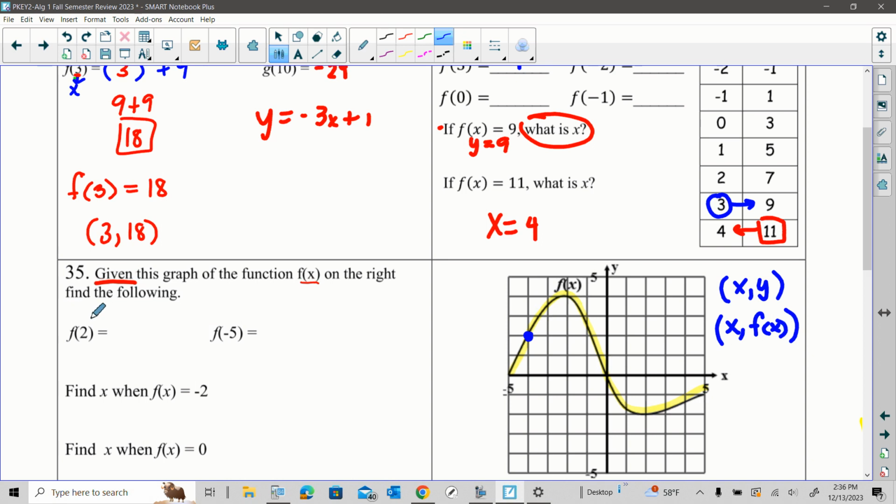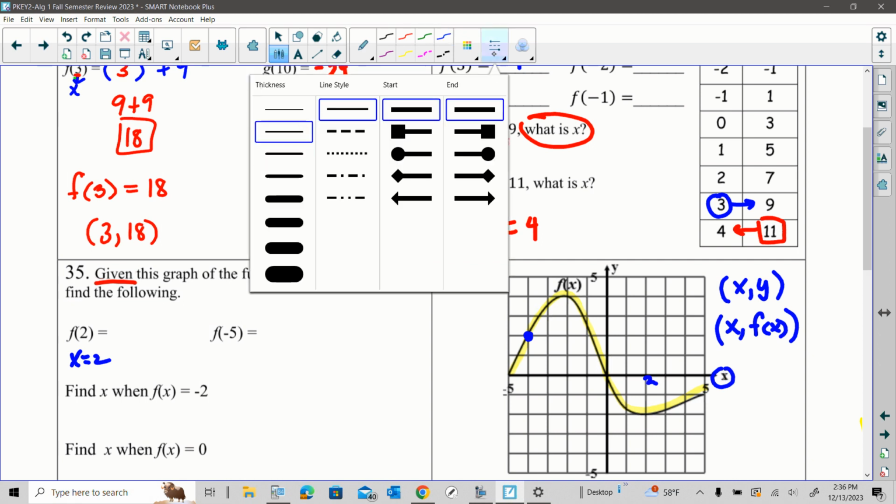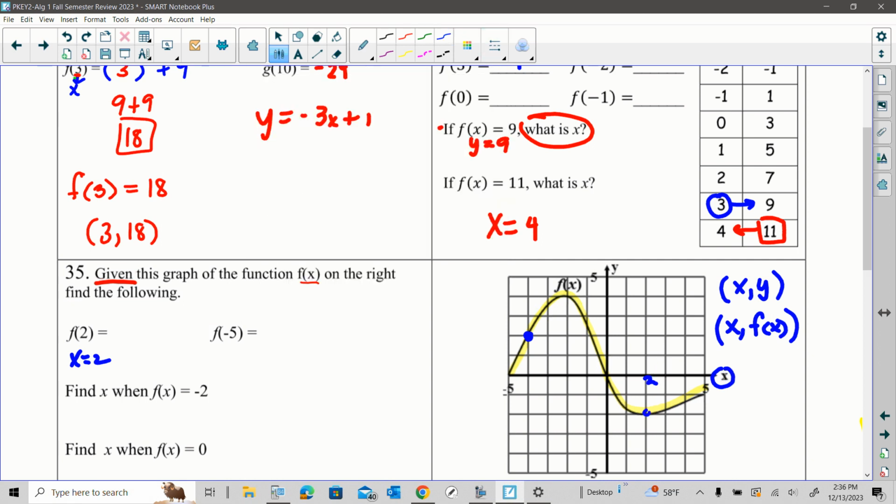So if they want you to find the value of the function for f of 2, this is when x equals 2. So what you have to do is go to this x-axis, okay? Find 2. 1, 2, 2 is right here. Let me fix my font just a second. And then we have to find the point on that curve. So that point is right here. And that ordered pair is 2 comma negative 2. So the function at 2 equals negative 2. That's all we're doing, okay?